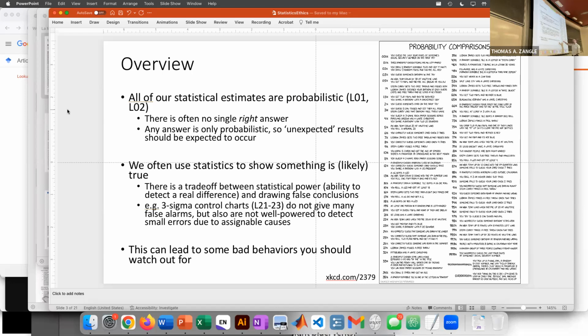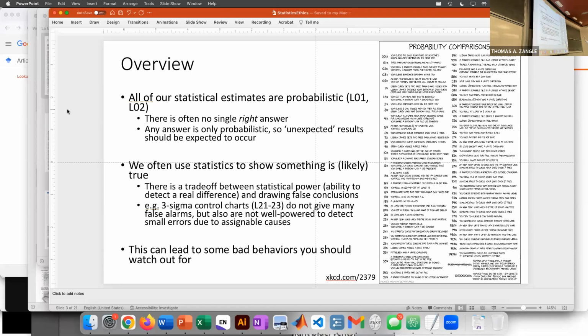And so we have different ways that we can try to improve that, but there's always this kind of trade-off between statistical power and whether or not we're going to draw false conclusions. And so that means, as the statistician or the person evaluating statistics, you have to understand something about what the underlying test was actually good at. What does this 0.05 level actually mean? And so all of this can lead to some bad behaviors. This chart, I know you can't read this chart, but this is another comic from XKCD, just giving a list of some probability comparisons.